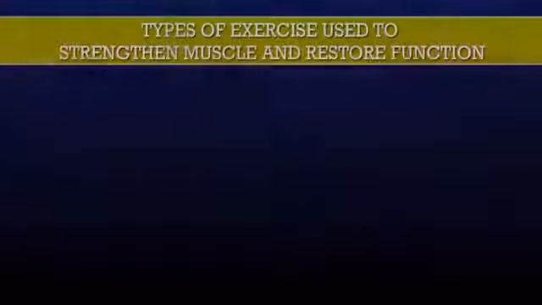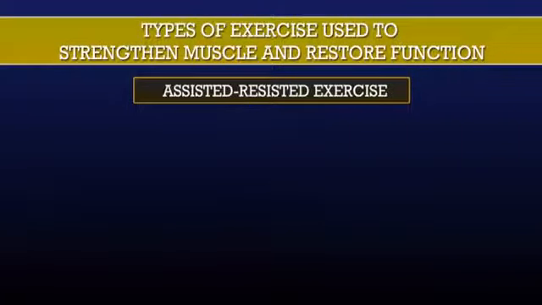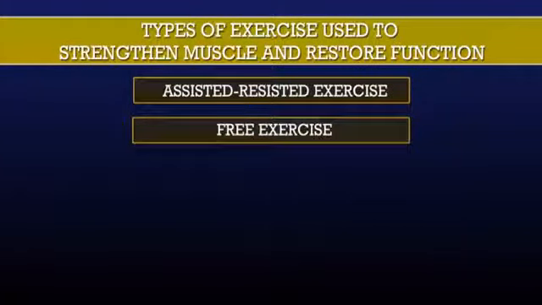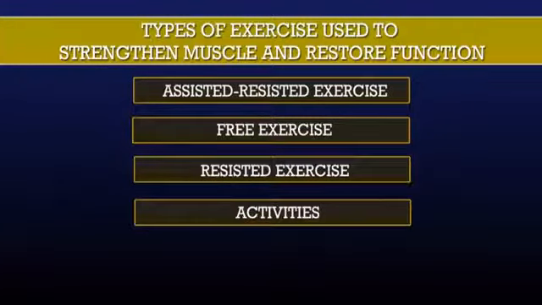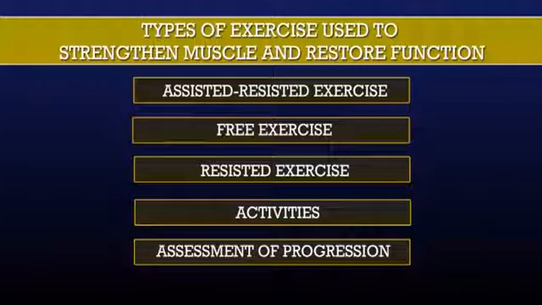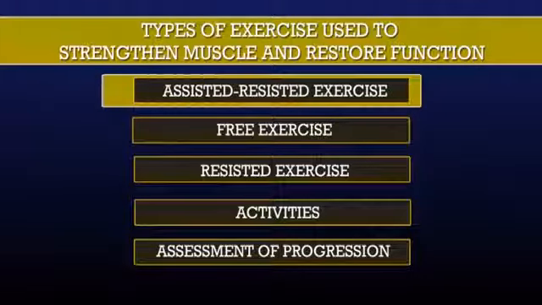The techniques of strengthening exercise are: first one, assisted resisted exercise; second one, free exercise; third one, resisted exercise; fourth one, activities; and fifth one is assessment of progression. So here comes the first one, assisted resisted exercise. These are rarely used to strengthen muscles except in case of marked weakness when strength is insufficient to complete the range of movement. Assistance is provided in the weak range and resistance is given in the strong range of the muscles.